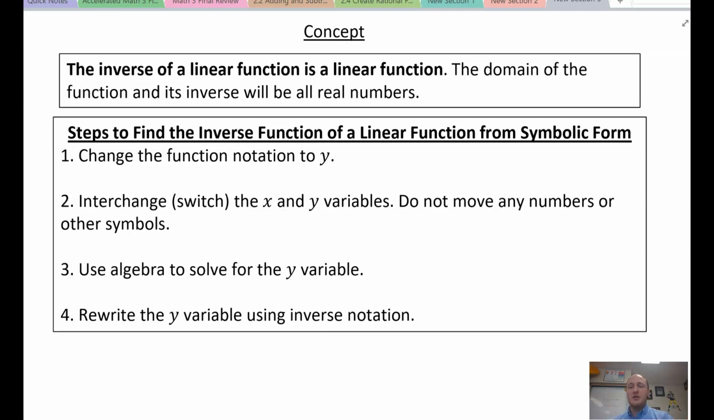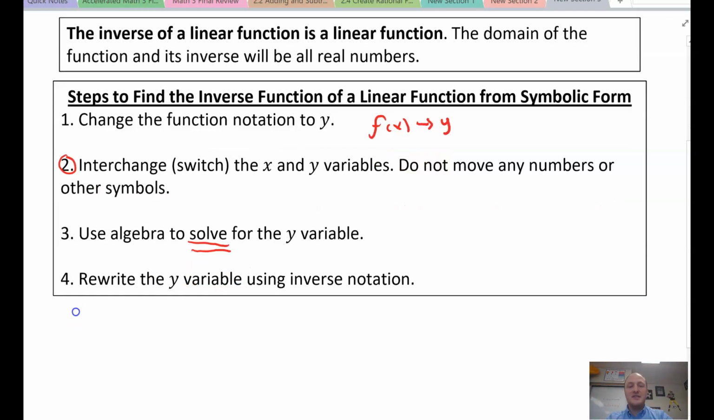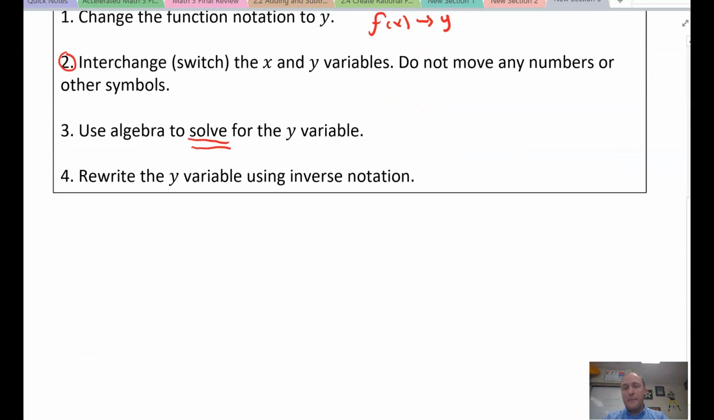Okay, so what are the steps we're going to do? Step one. Change the function notation to y, and all this is in this step is I'm going to take f of x, so if I have a function, or g of x, whatever its name is, and we're going to switch to y. Now the reason for this is step two. Step two, switch your x and your y values. That's it. Step three, solve algebraically. You just want to solve it. Okay, and then step four, we're going to change the y variable back to inverse notation. And remember, inverse notation, if our function was f of x, this is f inverse of x. Say it with me, f inverse of x, right? Okay, f inverse of x.